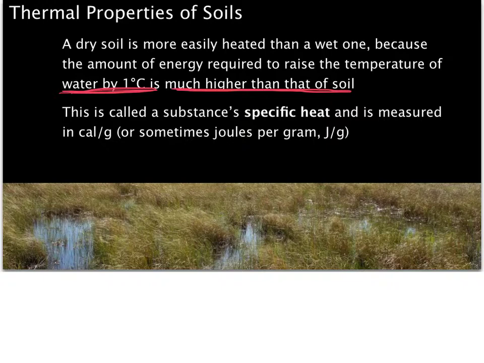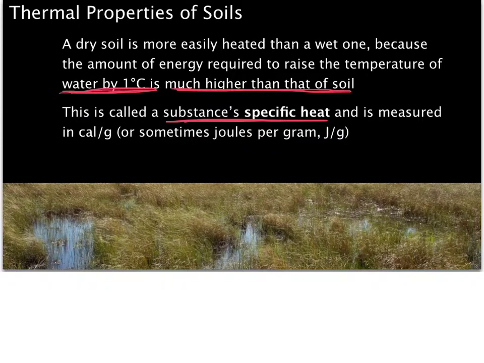So we call this a substance-specific heat. So anything has a specific heat, right? So a desktop has a specific heat. How much energy do I have to apply to a desktop to get it to go up 1 degree in temperature? The same thing happens for water. The same thing happens for a block of lead and a block of soil. And then if we change the water content of the soil, it changes how much energy it takes to create temperature change in that soil.